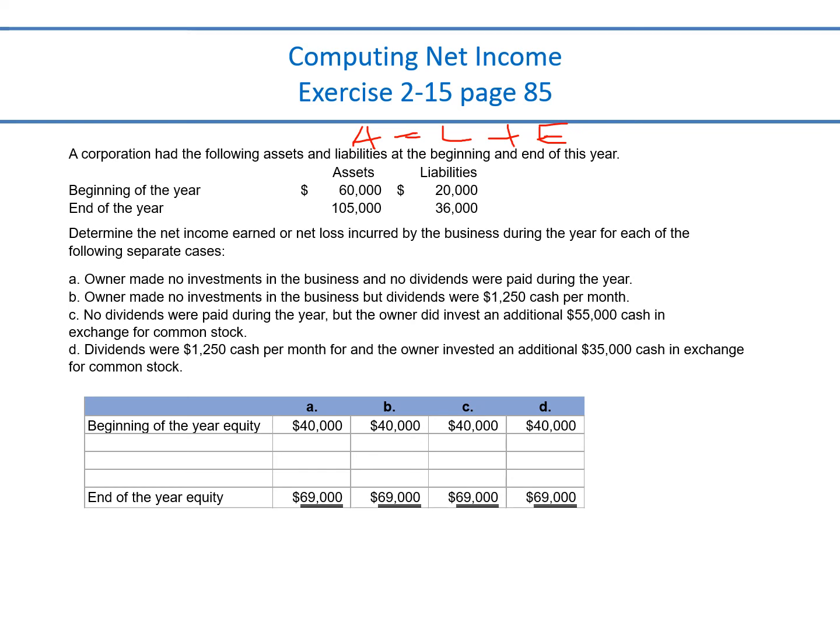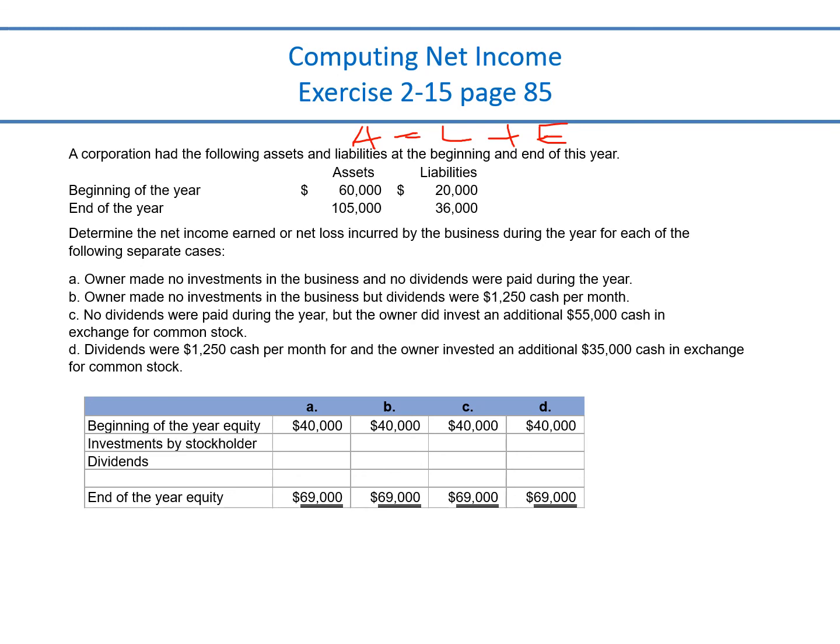So, in part A, the owner made no investments in the business, meaning that there was no common stock, and no dividends were paid during the year. So in part A, if beginning of the year equity is 40 and end of the year equity is 69, 40 minus 69 is what?